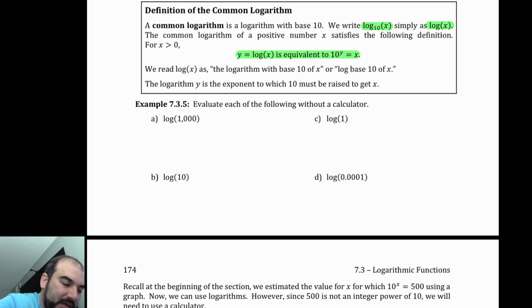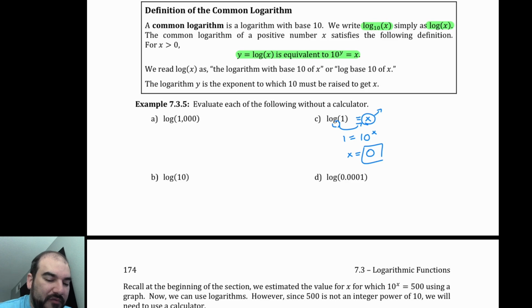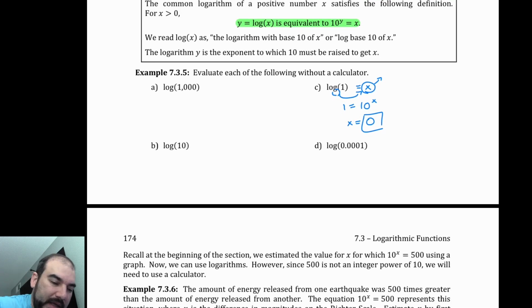You can still set this equal to x. You can still move that base to the other side and shift this up into the exponent. So 1 equals 10 to what power is the question. And in this case, it's going to be 0 because anything to the 0 power is 1. So log of 1 simplifies to 0. And you can do that for any kind of expression that just has the common log.